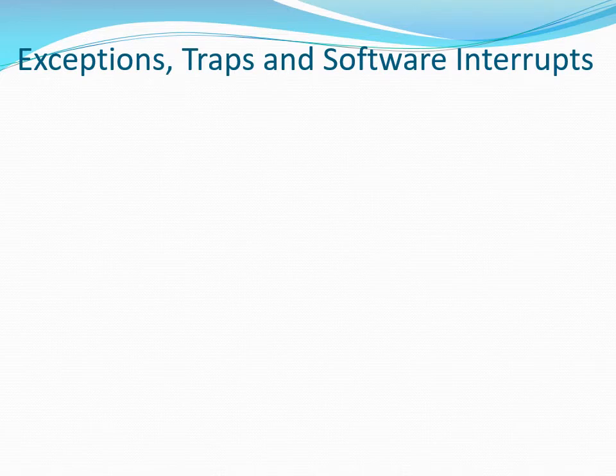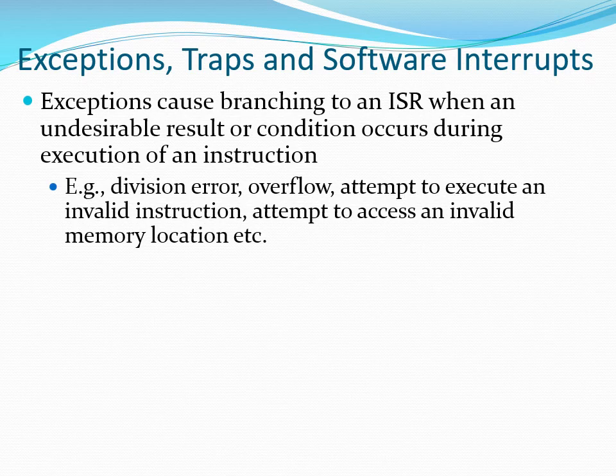Interrupts that are initiated by software events can be classified into exceptions, traps, and software interrupts. Exceptions cause branching to an ISR when an undesirable result or condition occurs during the execution of an instruction. Examples are division by zero error, overflow, attempt to execute an invalid instruction, and attempt to access an invalid memory location.